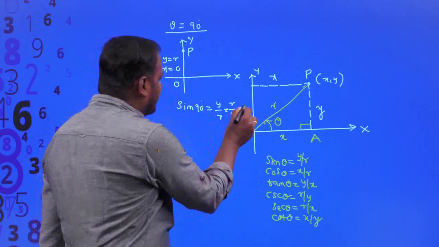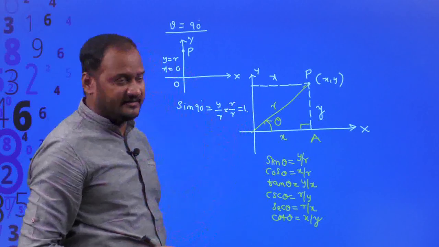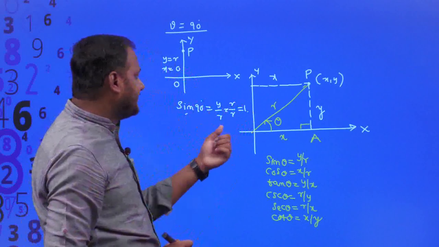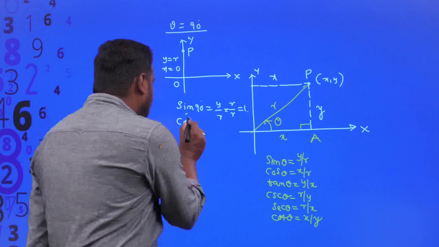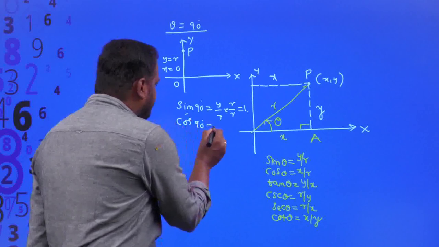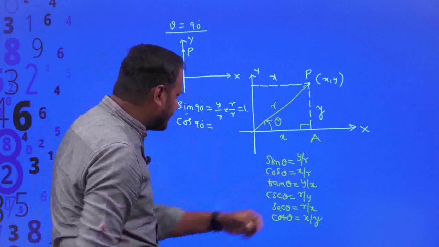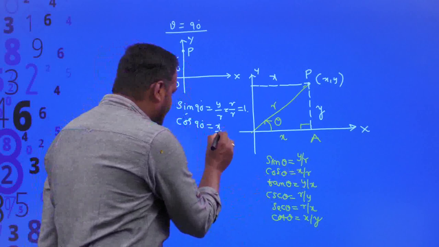So, r by r is going to be 1. Therefore, the value of sine 90 degrees is equal to 1. Coming to cos. So, what is cos 90 degrees? Theta equal to 90. X divided by r. So, that x divided by r.